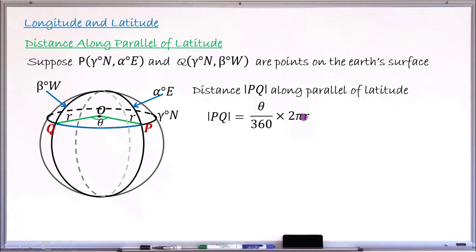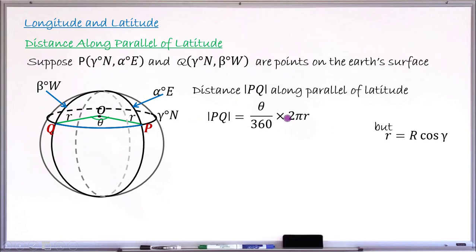So small r, which denotes the radius of the latitude, is the same thing as capital R, that is the radius of the earth, times cos gamma, where this gamma is always the angle of that very latitude. So in this case, it is the latitude of P and Q, and the angle of that latitude is gamma degrees. So the radius of this latitude can be resolved in terms of the radius of the earth by using this formula: radius of any latitude equals the radius of the earth multiplied by cos gamma, where gamma is the angle of that very latitude.